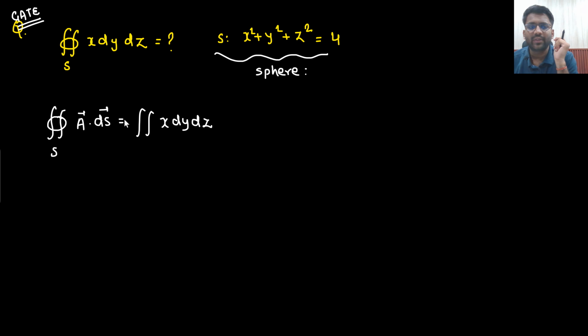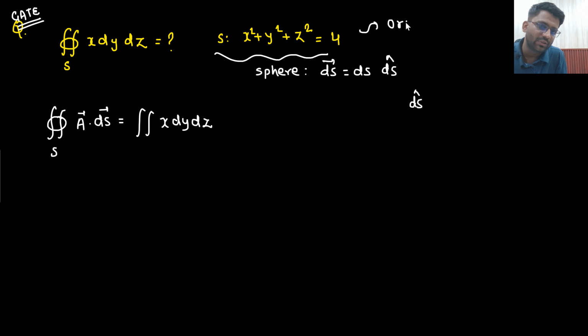Sir, if it would have been a dot ds for the sphere, can I write down the ds vector? Yes, sir, the ds vector would be ds and ds cap. First of all, can you let me know what will be the ds cap? Here it should be given that orientation is in positive z. So, sir, can I write down the ds vector?